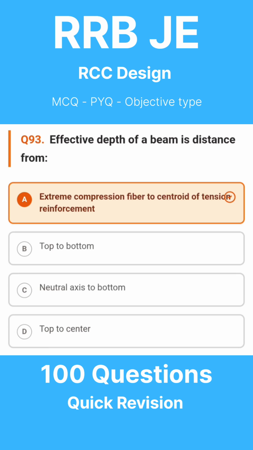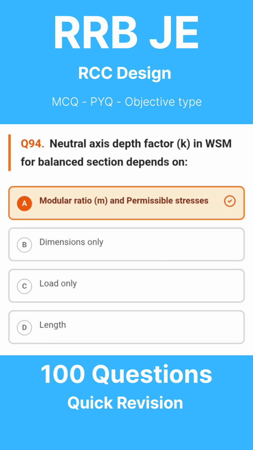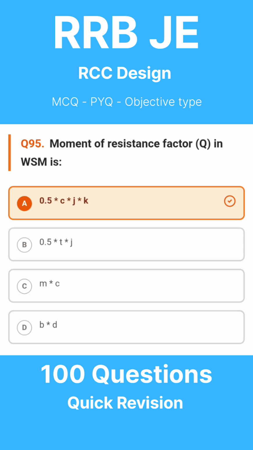Question 93. Effective depth of a beam is distance from. The correct answer is extreme compression fiber to centroid of tension reinforcement. Question 94. Neutral axis depth factor k in WSM for balanced section depends on. The correct answer is modular ratio m and permissible stresses. Question 95. Moment of resistance factor Q in WSM is. The correct answer is 0.5 * c * j * k.